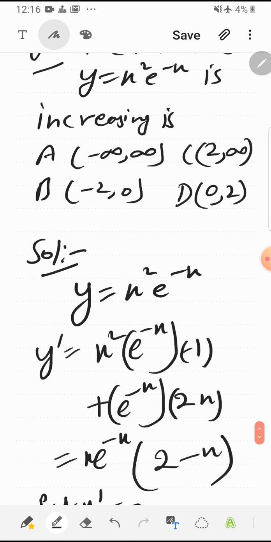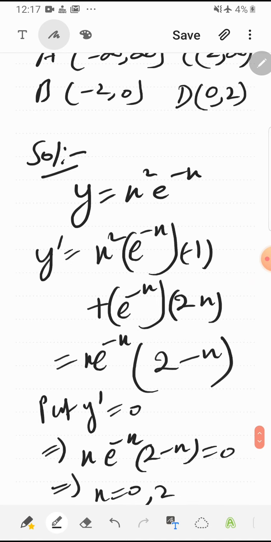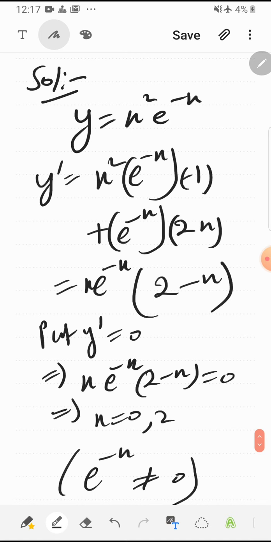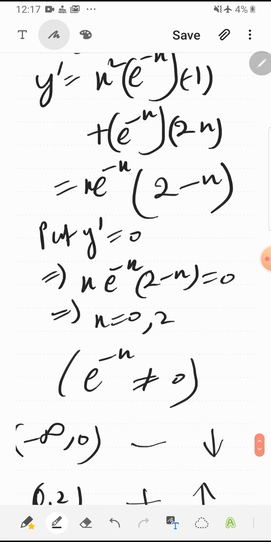y is equal to x square into e raised to the power minus x, so I am differentiating it with product rule, x square as it is, differentiation of e raised to the power minus x is e raised to the power minus x into minus 1, plus e raised to the power minus x as it is into differentiation of x square, which is 2x. So taking x into e raised to the power minus x common, so it is 2 minus x left. So now put y dash is equal to 0, as e raised to the power minus x can't be 0. So we are left with 2 minus x into x, so two critical points are 0 and 2.